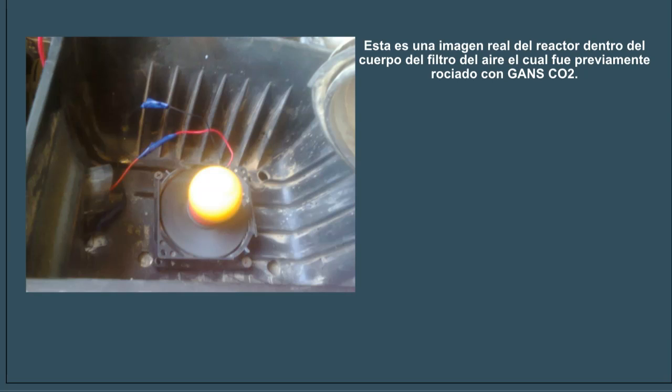Okay. Well, he sprayed all the filter box with CO2 gas. You can see it here. This is how he connected.